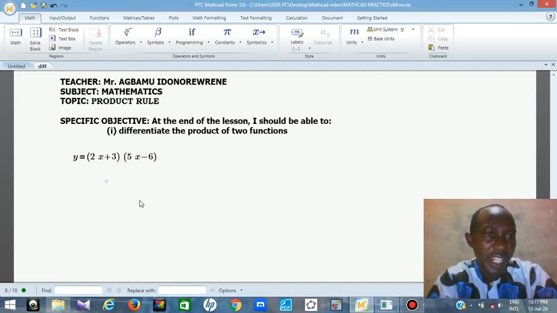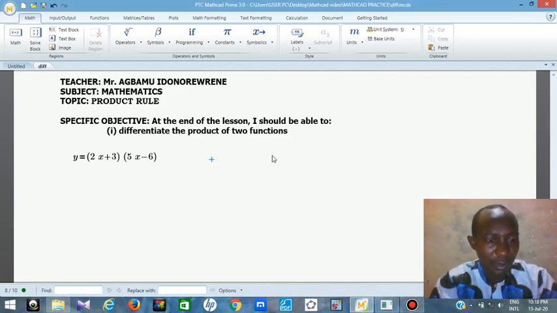But some people may ask, why can't I just open this bracket, then after expanding the two brackets, differentiate it? We still get the same answer. But there are some cases whereby the two functions, you cannot easily multiply them. So how do you do in such a situation?